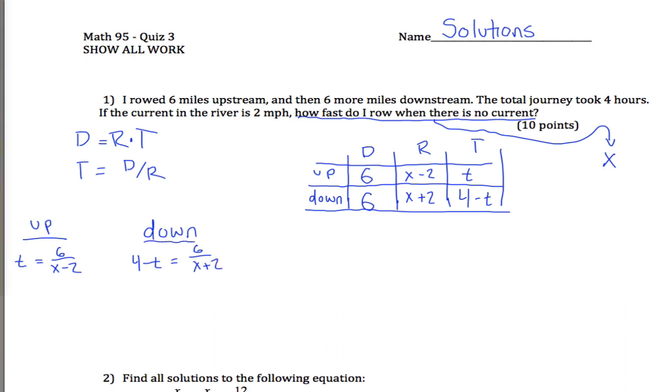And now I know what t is equal to, so I can substitute that in over here. What that will leave me with is one equation with no t's in it. In other words, I can say 4 minus, but then instead of writing t, I can write what t is equal to, 6 over x minus 2. And that is equal to 6 over x plus 2.